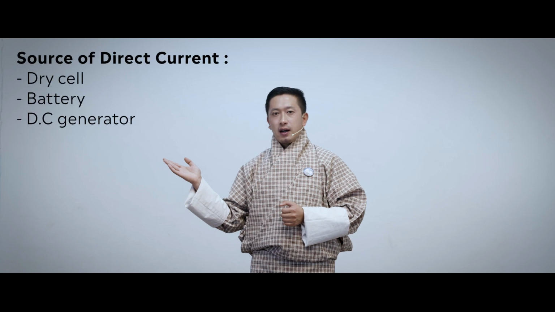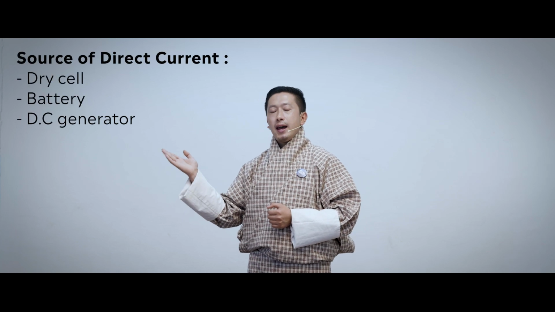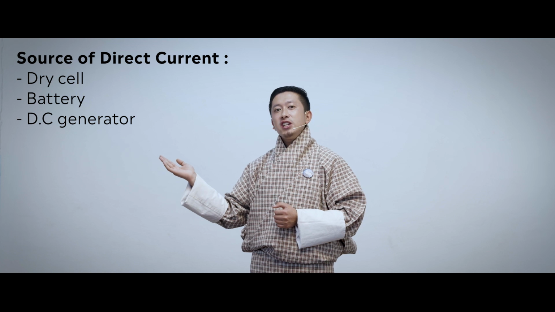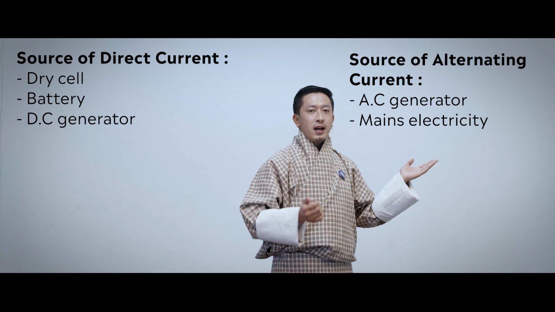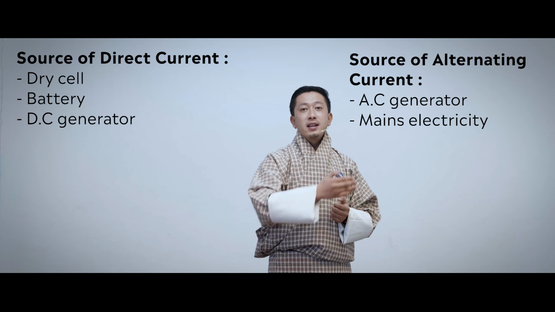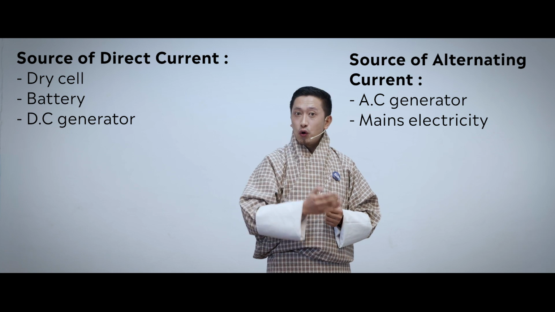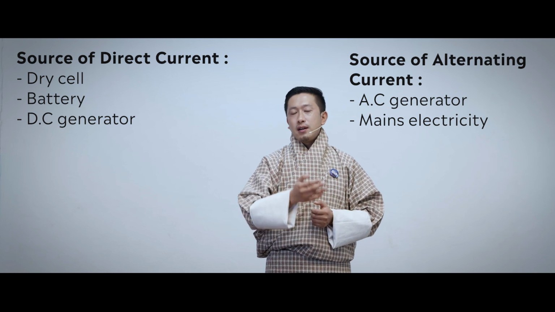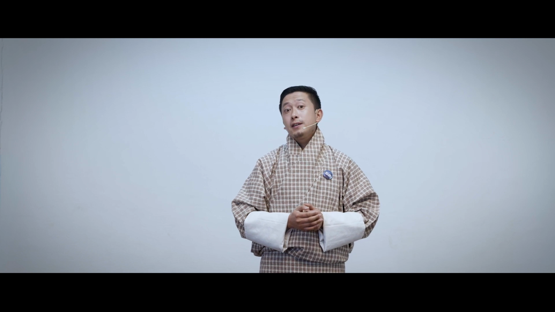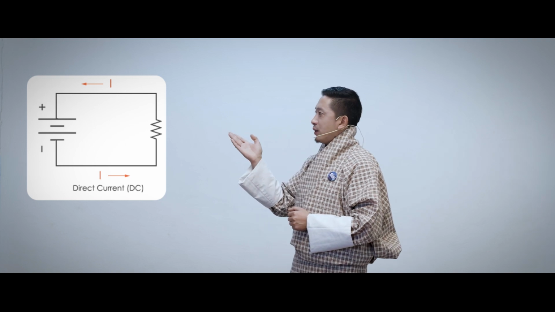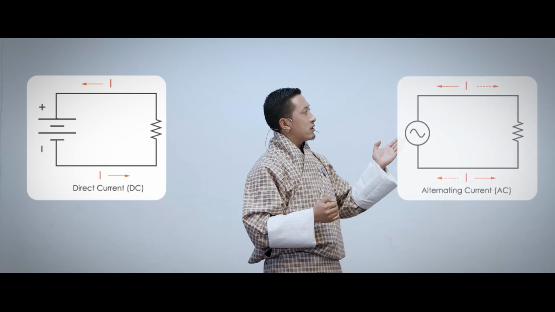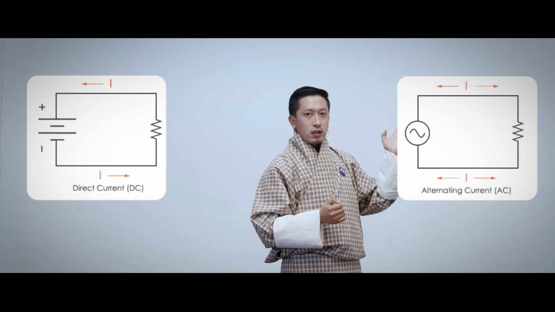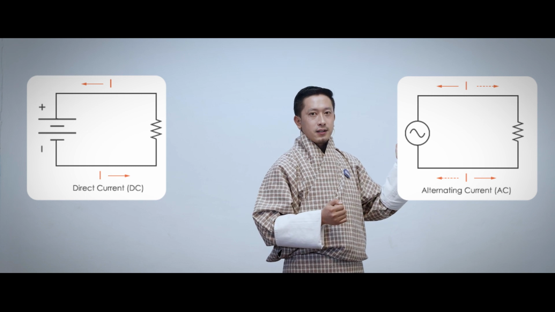So that's why it is also given the name alternating current. The sources of direct current are cells, batteries, and DC generator, whereas the source for alternating current is AC generator and the main electric supply that we have. The electricity supply that you have at your homes, schools, offices is all alternating current. And if you want to get a clear picture, this is the circuit diagram which shows the source as direct current, and this is the circuit diagram which shows the source as alternating current.